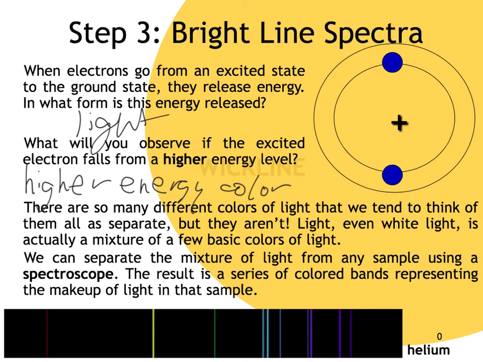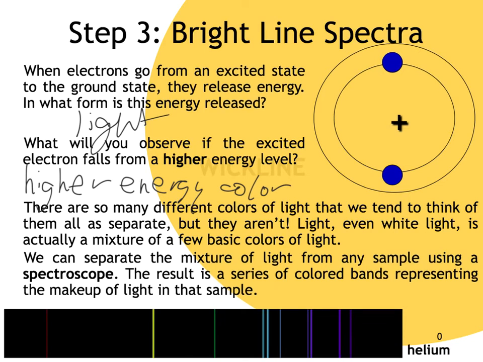The purple bands represent electrons that are falling a long way, and the red bands represent electrons that are falling a shorter distance. Because if you fall a shorter distance, you're releasing less energy, that's red. And if you fall a longer distance, you release more energy, and that's purple. So, and in between you have the other colors. So that's the long and the short of bright line spectra.